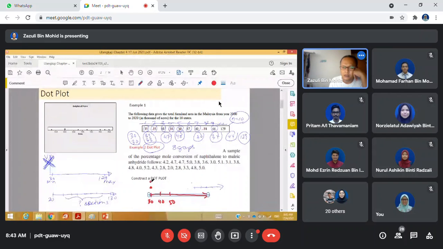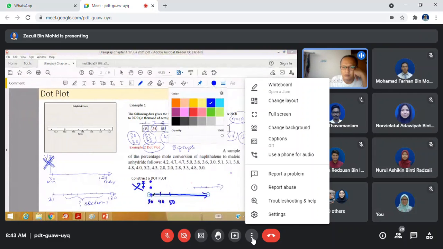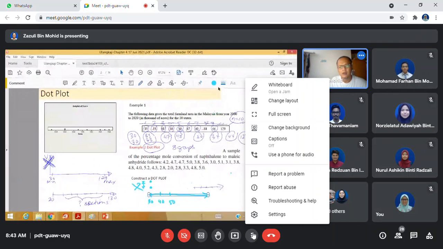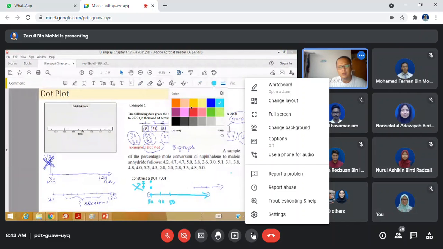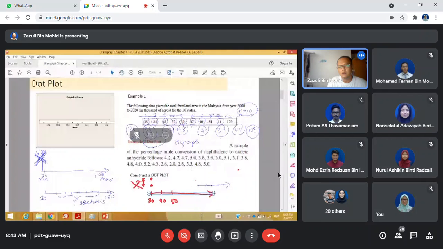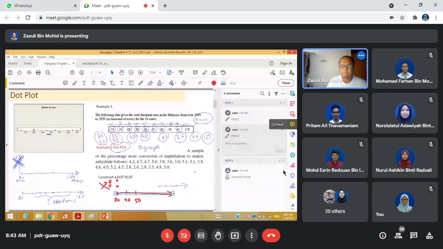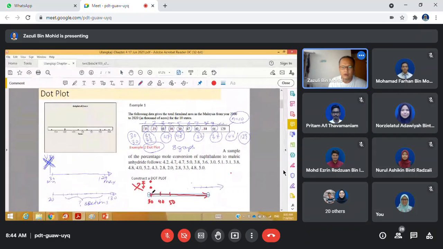This distance doesn't matter. Okay, do not draw your dot on this line. Okay, don't do it like this, because it will confuse the reader. You must put it at about the position.